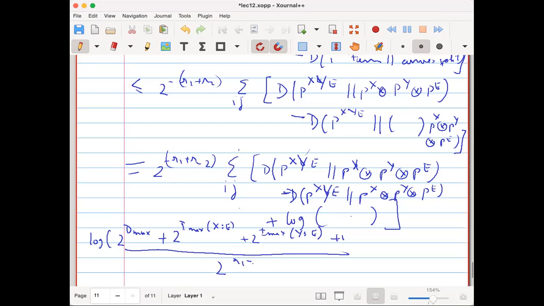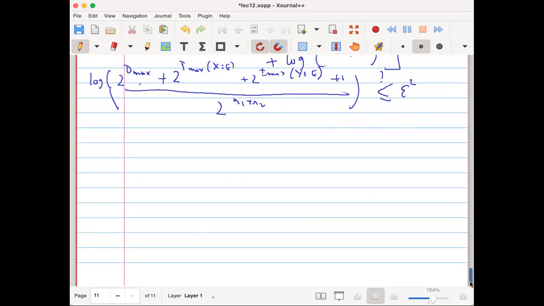Divided by 2 to the R. So this is the scale factor that we have. So this should be less than epsilon square for this two. So this gives constraints on the rates R1 and R2. And if those constraints are satisfied, this will be less than epsilon square. So let us see what those constraints are.